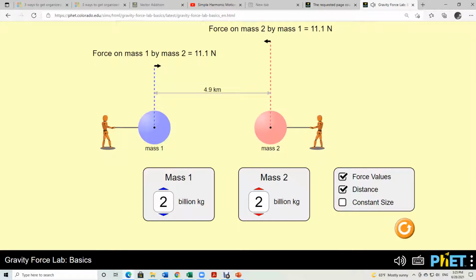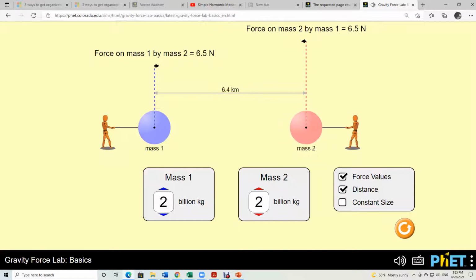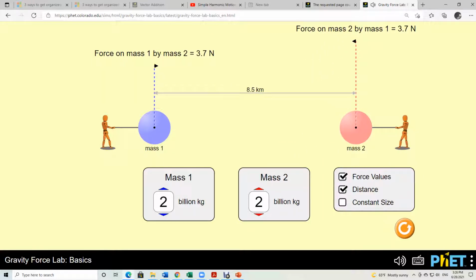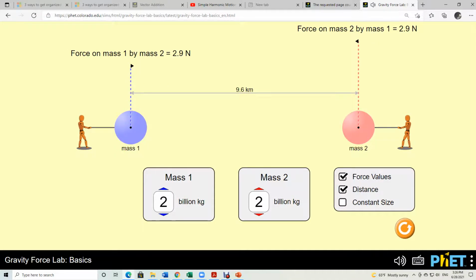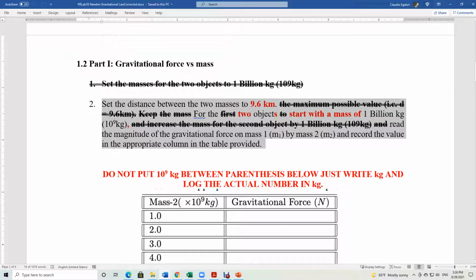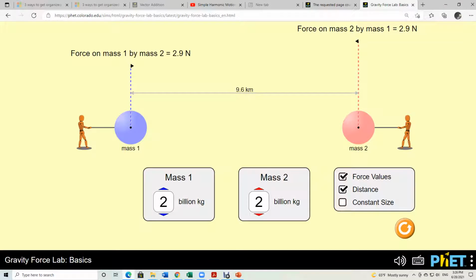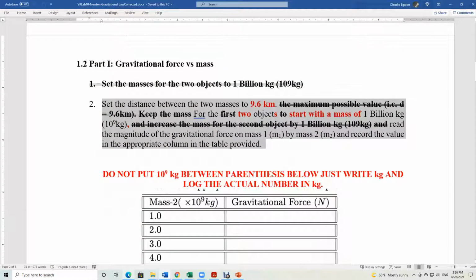Notice the force here. Look at the force here. What happens with the force when I increase the distance? It decreases, right? We're talking about 9.6. Not this one. It's this one right in here. 9.6 kilometers. For the two objects, we start with a mass of 1 billion kilograms. Here you go, 1 billion, 1 billion. We get this force, 0.7 newtons. Okay?